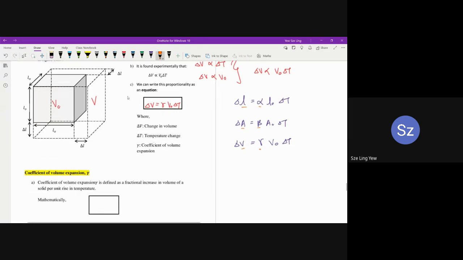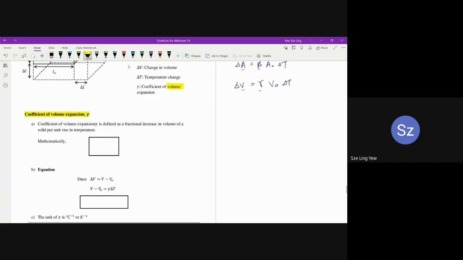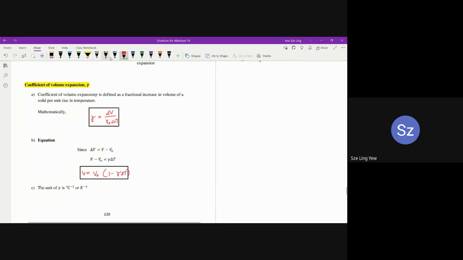So gamma is the coefficient of volume expansion. We use gamma for volume. If you rearrange the equation, you obtain gamma equals del V over V naught del T. And once again, the final V can be calculated by using V naught times (1 plus gamma del T).